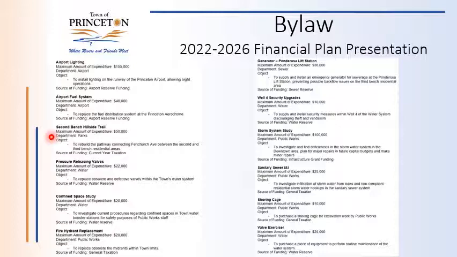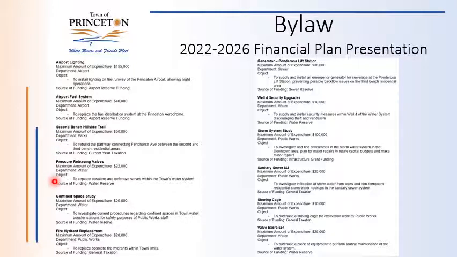Second Bench Hillside Trail. That has a $50,000 budget attached to it. So to rebuild the stairs and pathway that connects the two parts of Fenchurch Avenue between the second and third bench residential areas. This is a carry forward project and should nearly be complete. Hopefully that's done for 2022.